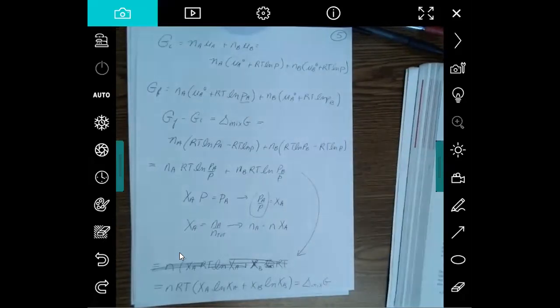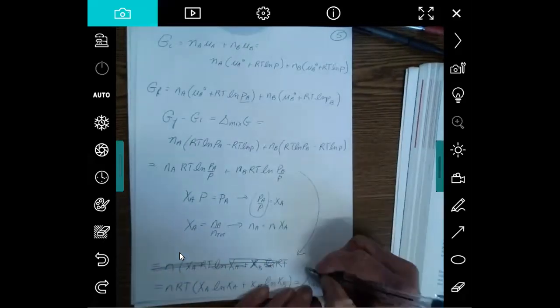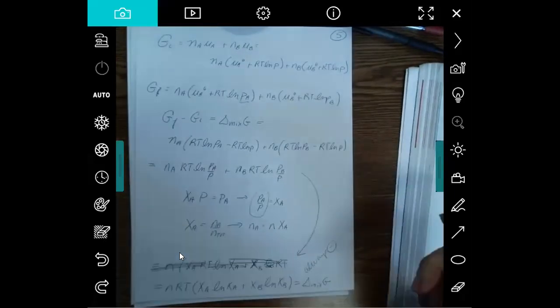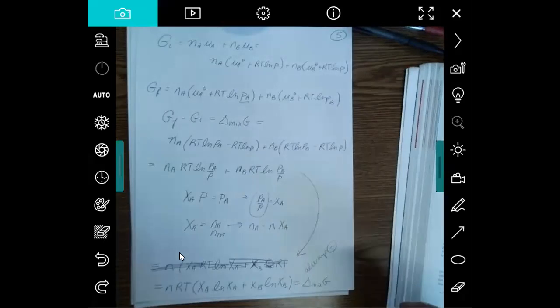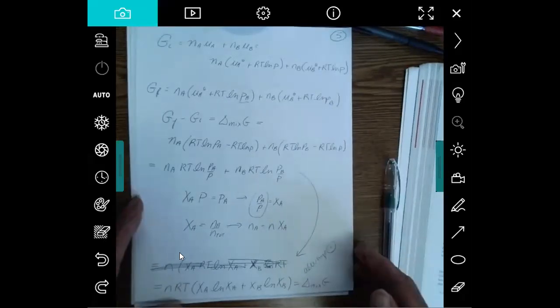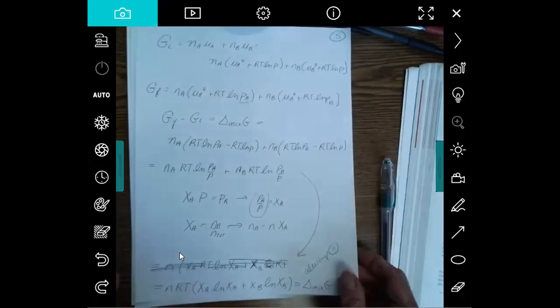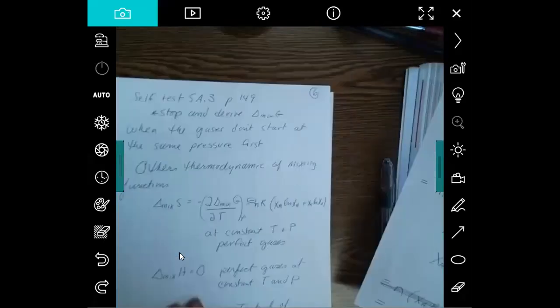And so the Gibbs free energy changes upon mixing two perfect gases. Will it always be spontaneous? When you look at this, the mole fractions are always less than 1. So ln of something less than 1 is going to be negative. So this will always be negative. By putting mole fractions in instead of pressures, it's easier to see the general physics of that equation. When you mix two perfect gases, it's going to give you a negative delta G for mixing.